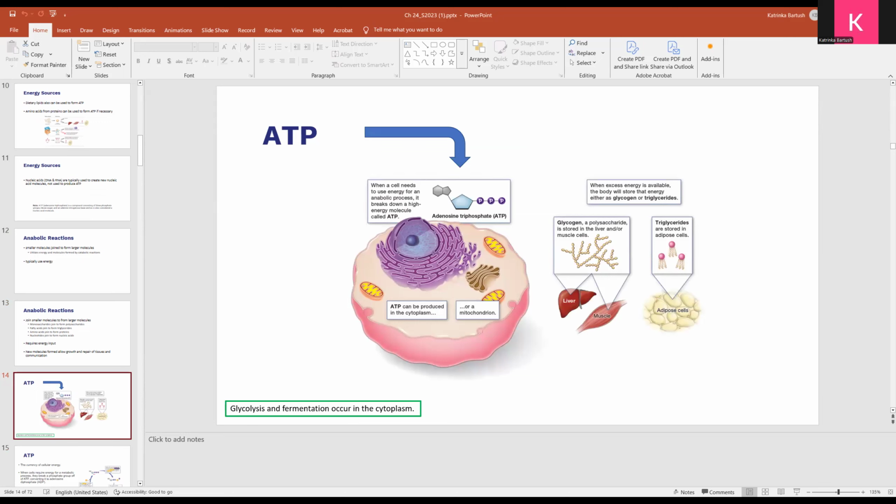Now, this is looking at a cell and ATP, and we have a process that does all of this for us. So when a cell needs to use energy for a process, it can break down ATP in order to do so. So we have these processes called glycolysis and fermentation that are occurring in the cytoplasm of the cell in order for us to be able to move forward with these energy reactions.